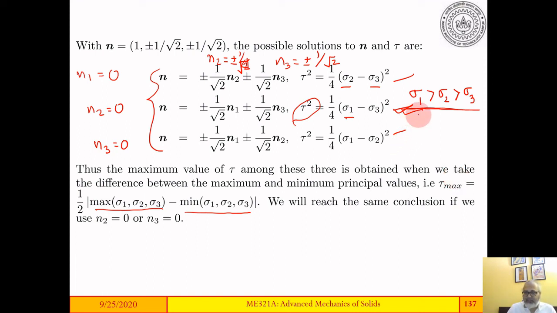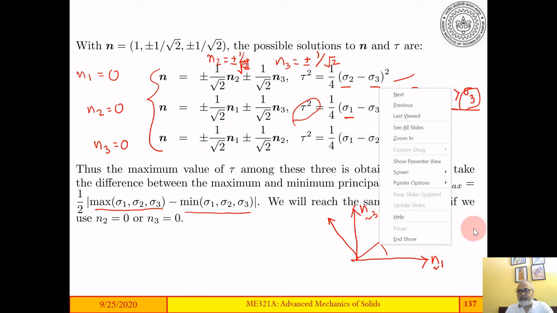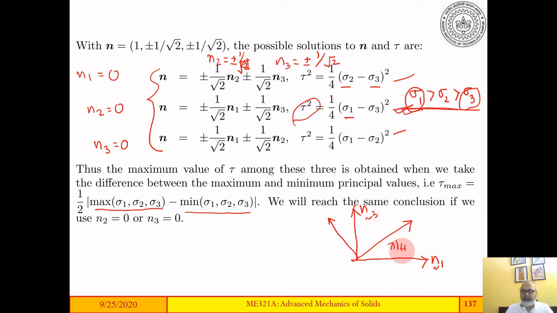What I mean is that if I assume this, then the maximum is this, minimum is this. So I have to go to the N1, N3 plane, okay, and the maximum shear stress would occur if N is along these directions. N makes an angle of plus minus 45 degrees with the N1 and N3 axis. If something else, if this is not the maximum and this the minimum, I have not arranged it like this, then we'll have to go to the 2-3 plane, and then the maximum shear stress would occur along the 45-degree directions.